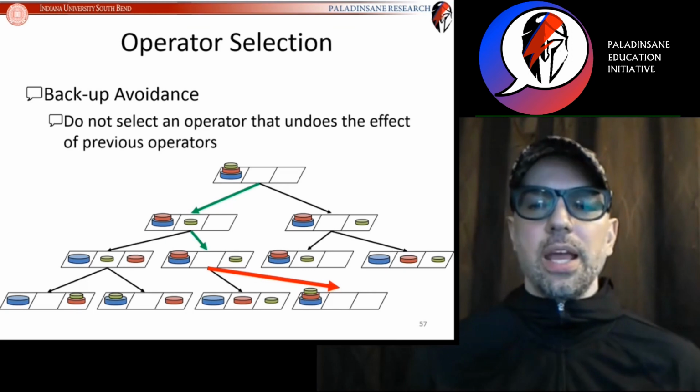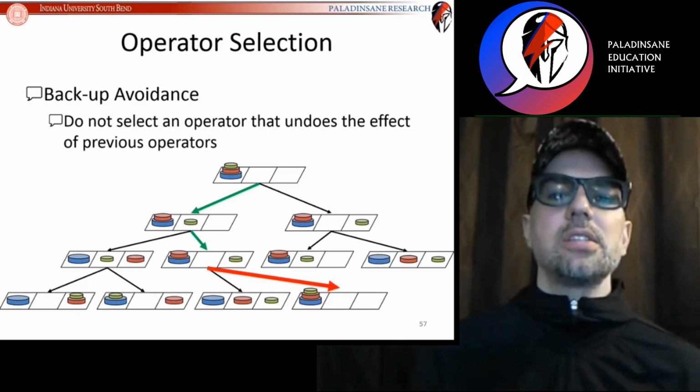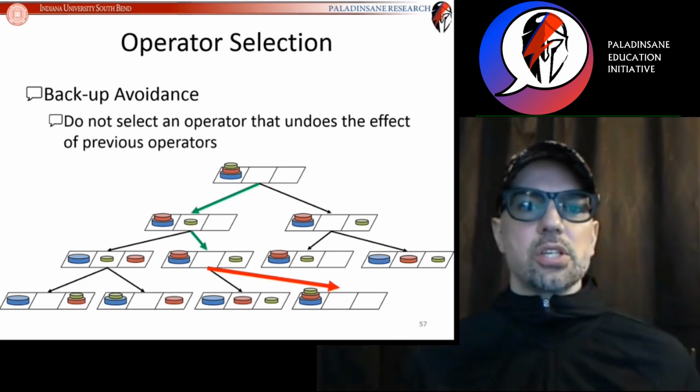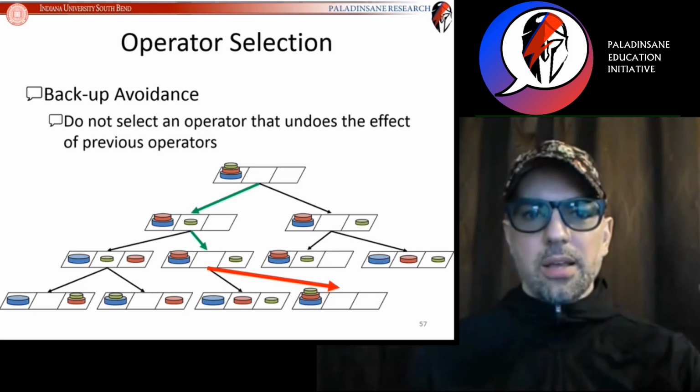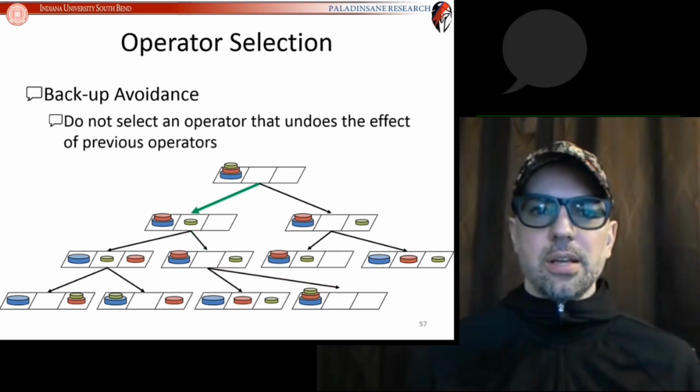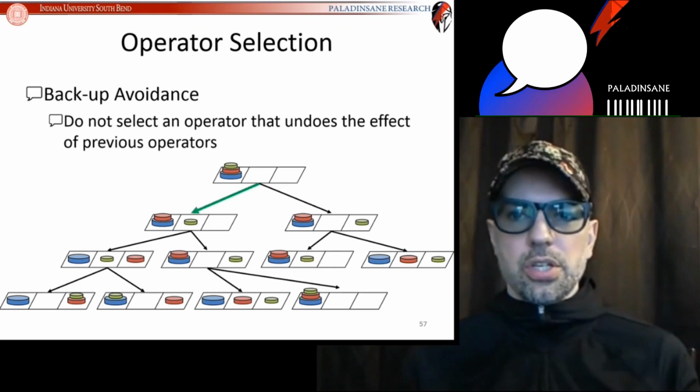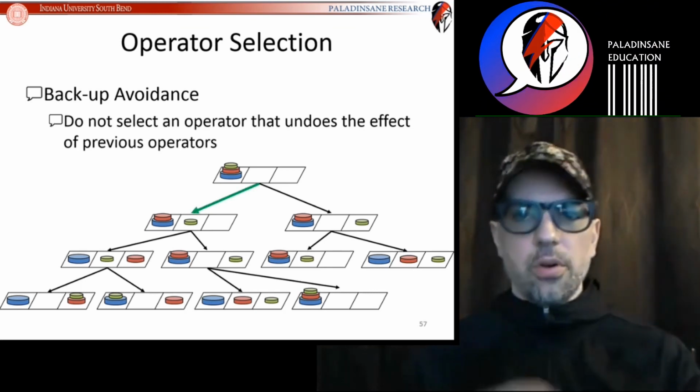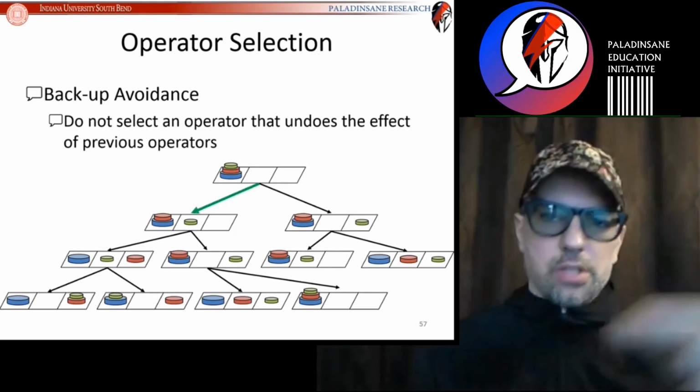We're going to avoid doing anything that completely undoes the effect of previous operators. This is also why people typically don't take the green disk and move it from position 1 to position 2, and then follow that up with a move from position 2 to position 1. You don't just go back and forth.